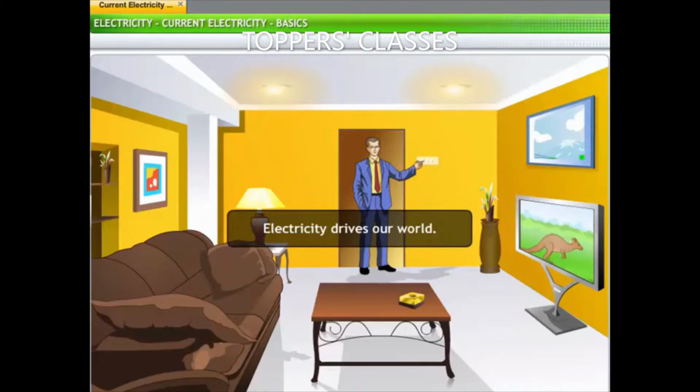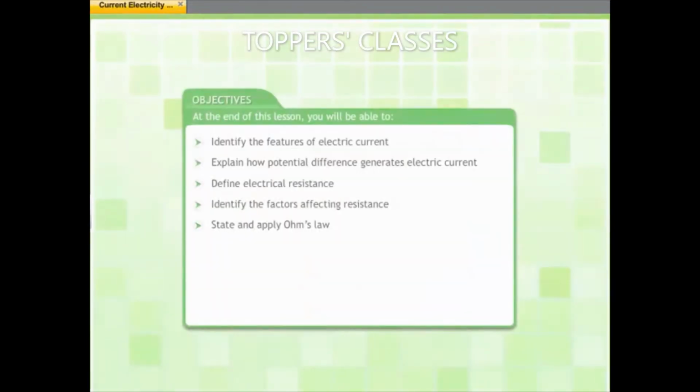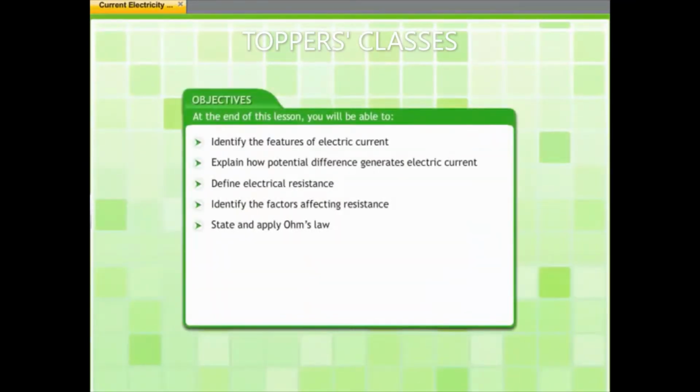In this lesson, you will learn about electric current, its causes and applications. At the end of this lesson, you will be able to identify the features of electric current, explain how potential difference generates electric current, define electrical resistance, identify the factors affecting resistance, and state and apply Ohm's law.